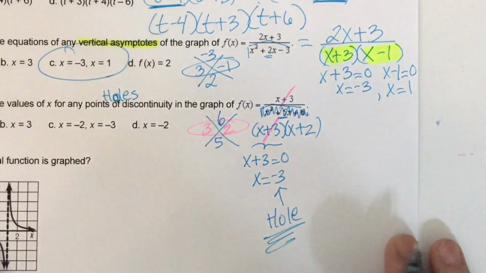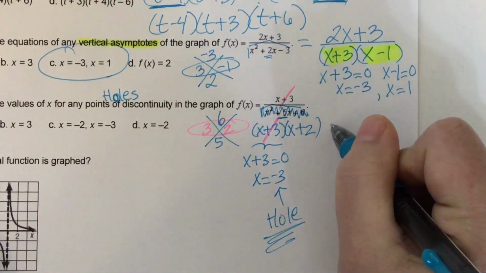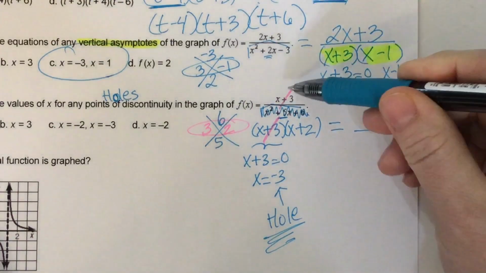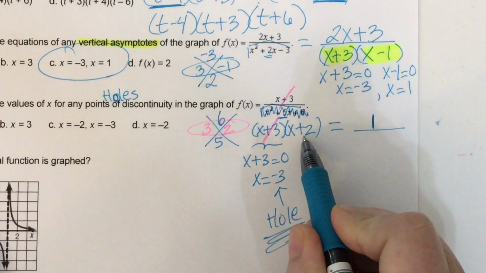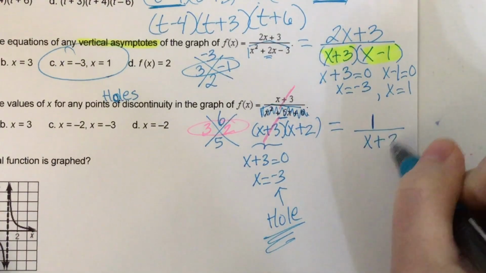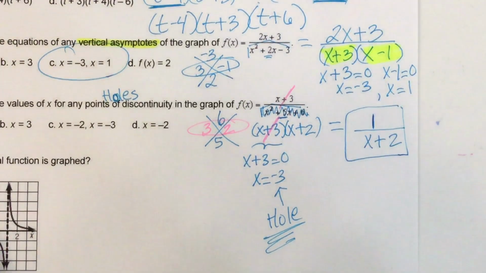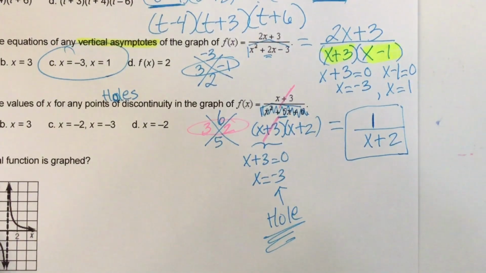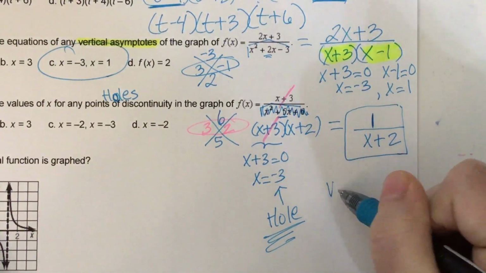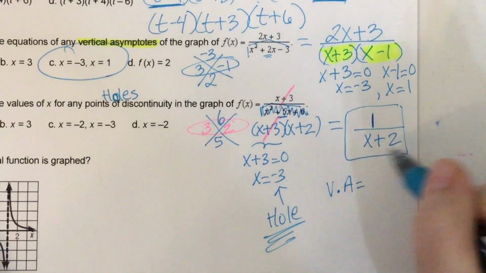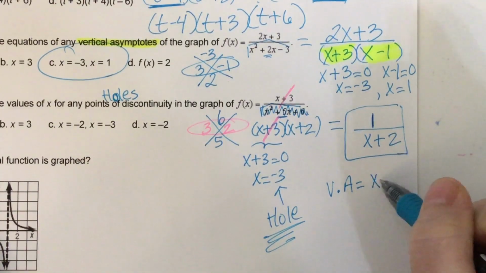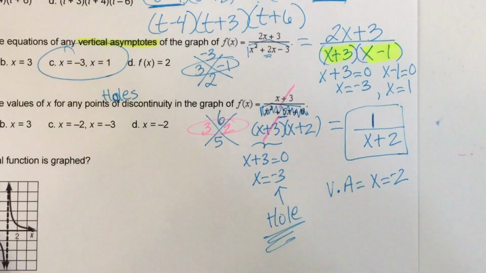Now, if I was to write this answer all simplified out, since there's nothing on top, that means it's understood to be a 1, and in the denominator I have x plus 2. That would be my problem all simplified out. Now, if it asks for a vertical asymptote, then that would be where my denominator equals 0, and that would be at negative 2 if it asks for that.